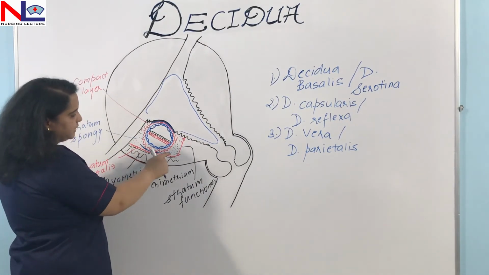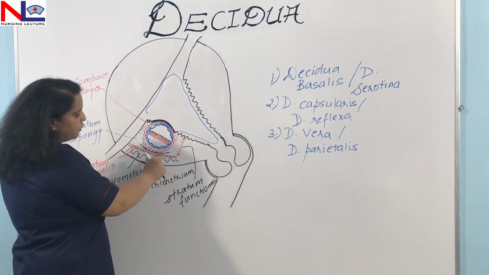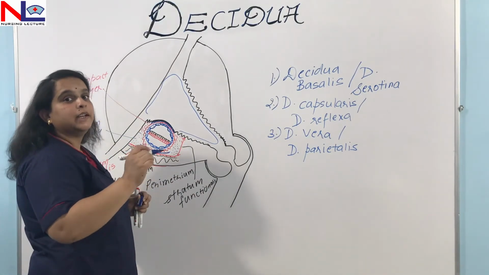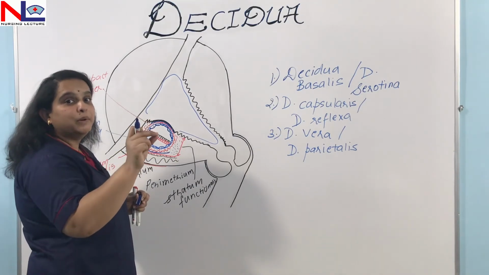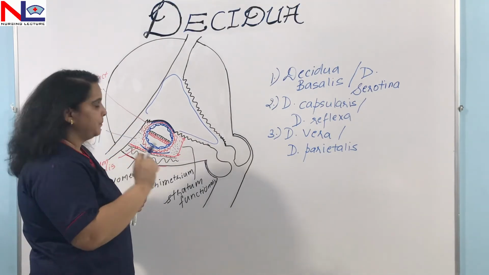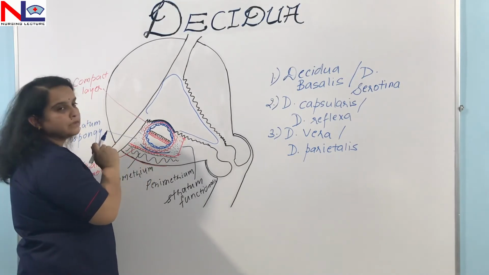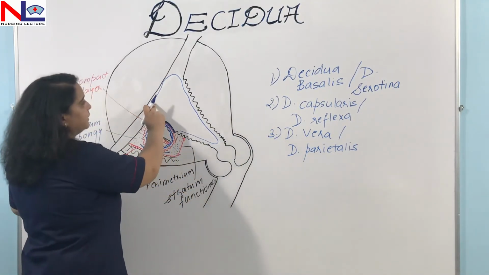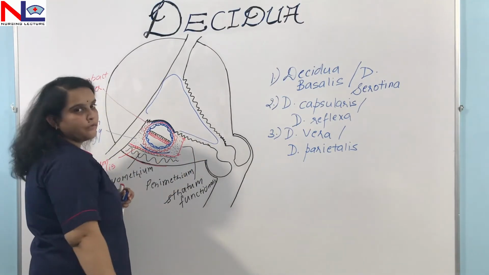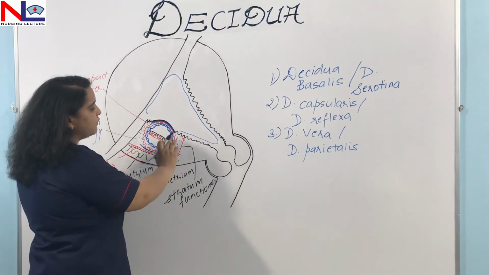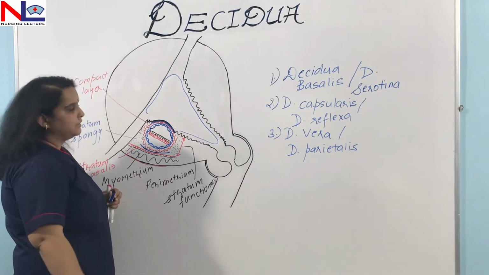The basalis, that is the base of the blastocyst, comes in contact with this layer of decidua called the decidua basalis, and it is very important because later on it forms the basal plate of the placenta. The other one is the capsularis, which creates a single layer to enclose the blastocyst, and the remaining non-involved area of the decidua does not take part in the formation of the implantation site.